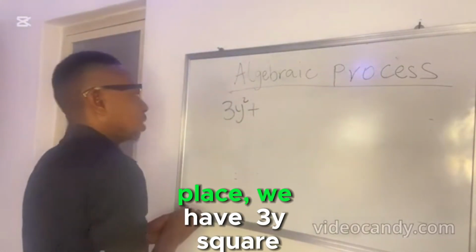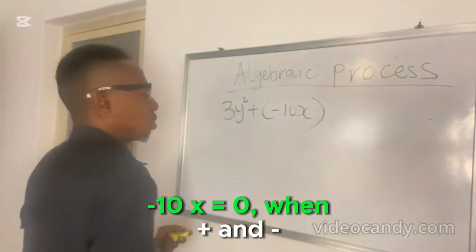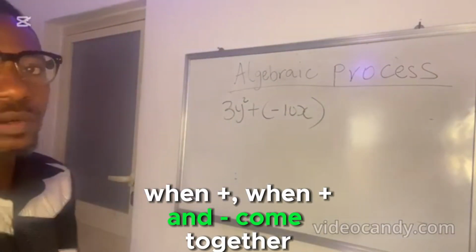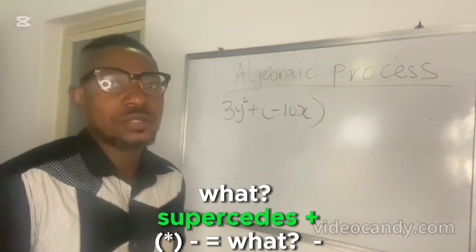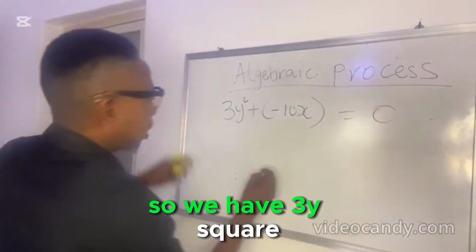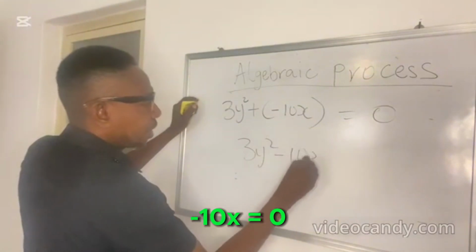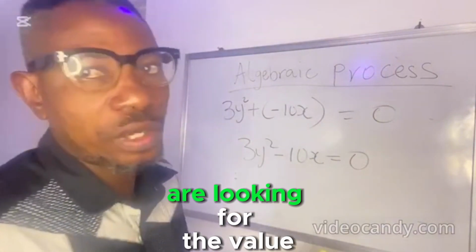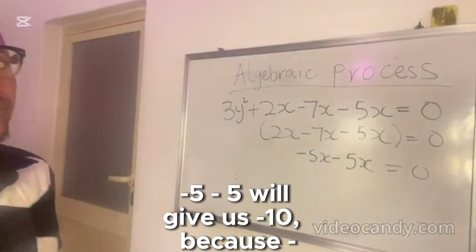So we'll now bring it to the other place. We have 3y squared minus 10x is equal to 0. When plus and minus come together, when plus times minus, you have what? Minus. Minus supersedes. Plus times minus is equal to what? Minus. This down will now give us 0 here. So we now have 3y squared minus 10x is equal to 0.